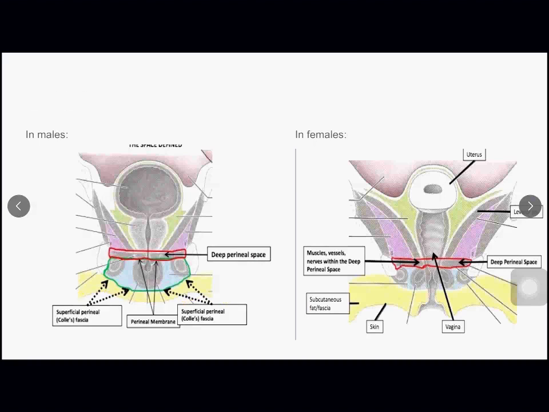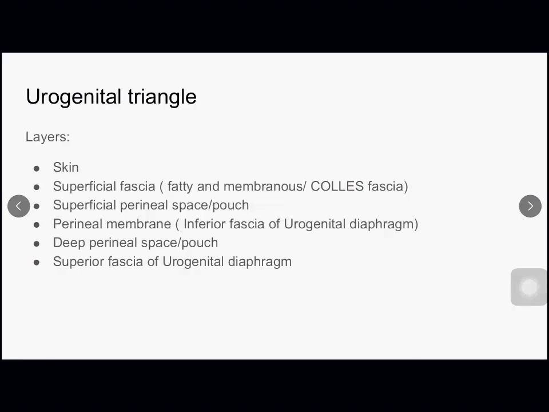The outermost layer is your skin. Then you have the superficial fascia that has a fatty layer and a membranous layer, that is your Colles fascia. Then you have the superficial perineal pouch. Then you have the perineal membrane. Then you have the deep perineal space or deep perineal pouch. And then above that you have the superior fascia of the urogenital diaphragm. Okay, these are the various layers. Now I will tell about each of these layers.